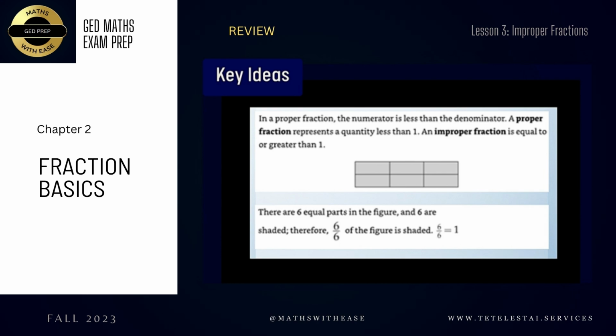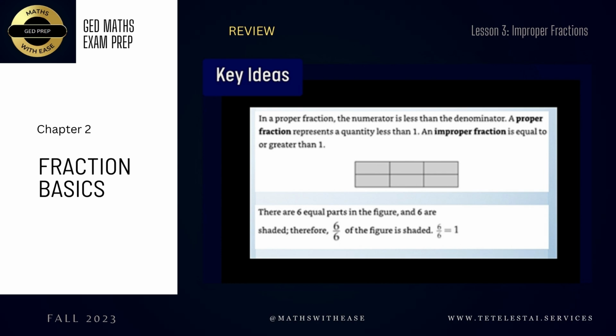So when the numerator is smaller than the denominator, you have a proper fraction. A proper fraction always represents a quantity less than 1. So remember, when you see a top-heavy fraction, it means that fraction is greater than 1. If you see a proper fraction, meaning that the numerator is smaller than the denominator, it's representing a quantity that's less than 1.